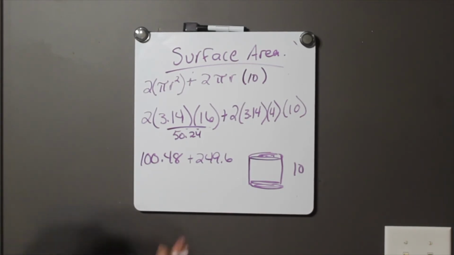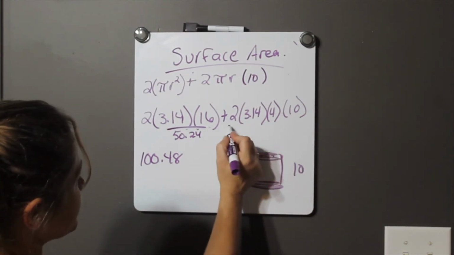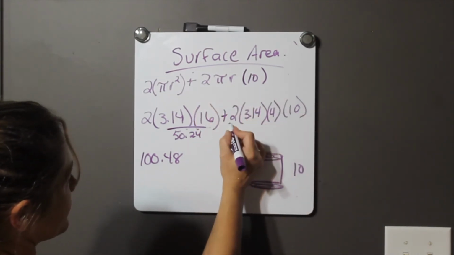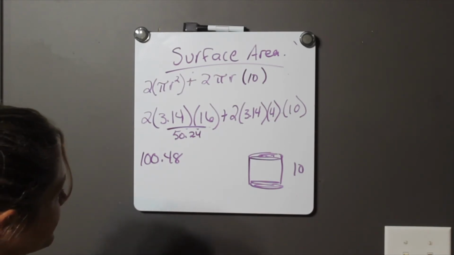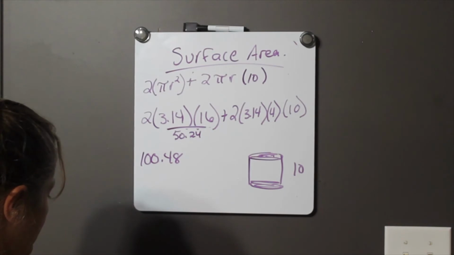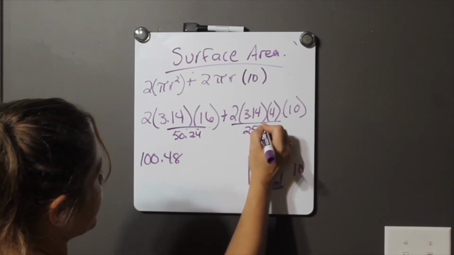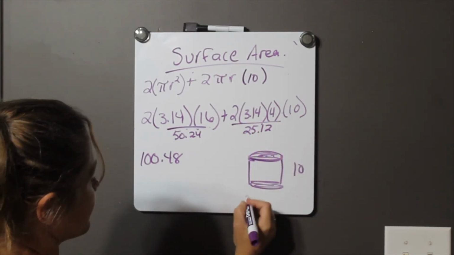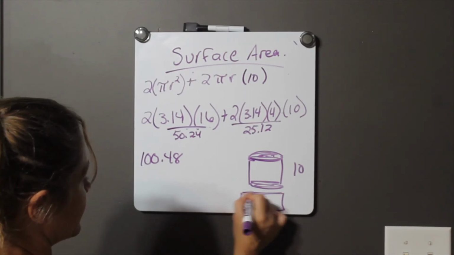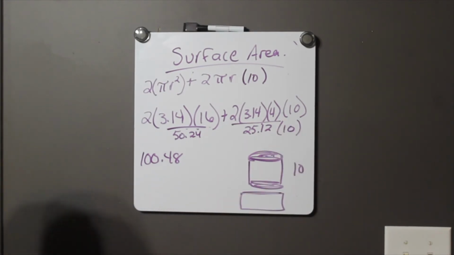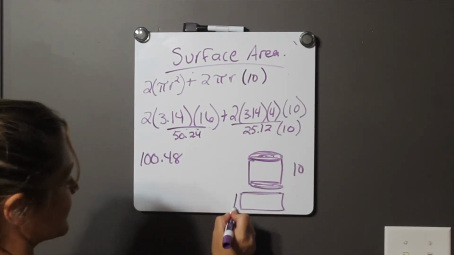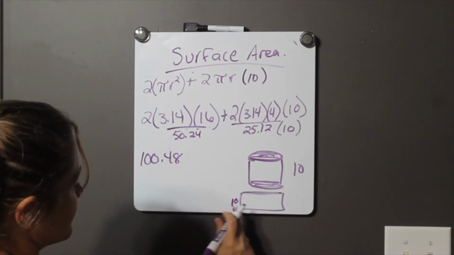Nope, I think I calculated that wrong. Hang on. Alright, 2 pi r. So 2 times 3.14 times r, which is 4. 25.12, so all three of these make 25.12. That's going to be our circumference. So the top right here is 25.12, and then we still have to multiply that times 10, because we have to multiply it times the height, which is 10. There, 10 is our height.